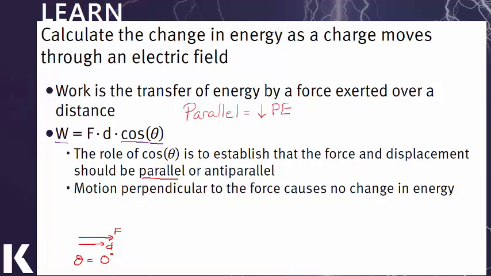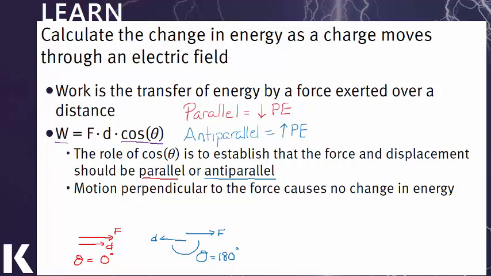However, if our force and our displacement are anti-parallel, it means they're going in opposite directions. So here we'd have our force pointing in one direction, but our displacement would be in the exact opposite direction. And here the angle between our force and our displacement would be equal to 180 degrees. And when our force and displacement are anti-parallel, this will give us an increase in the potential energy.